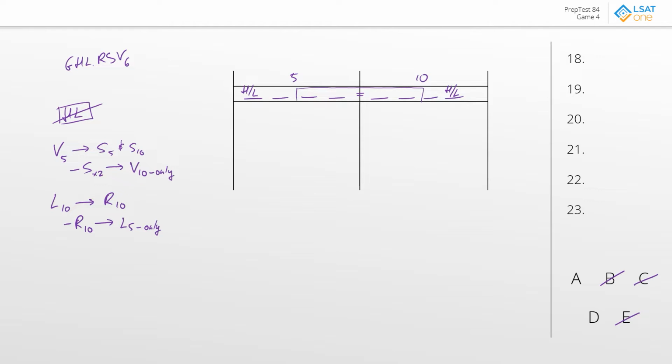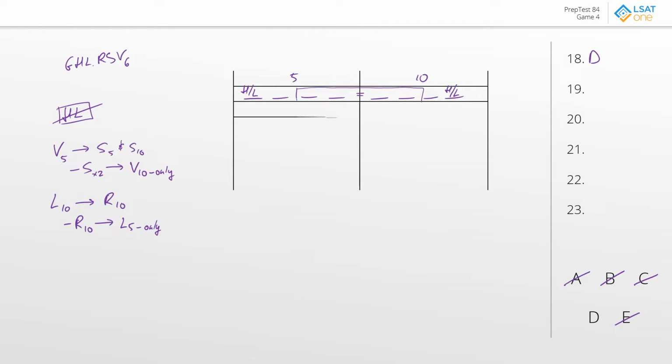Next, now we're just down to A and D. So for the last rule, if L is on 10, then R should be there as well. Let's take a look. Answer choice A has L on 10, but then R is also supposed to be there, which it isn't. So that on its own would disqualify answer choice A from the answer choices. And that leaves us with answer choice D as the best answer to question number 18.